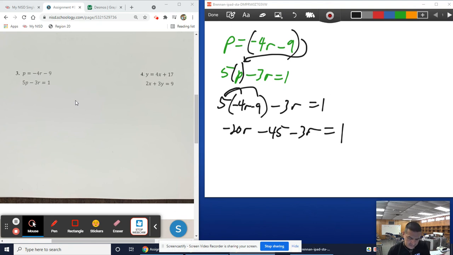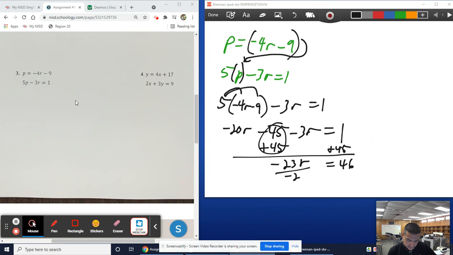This looks really bad. Okay, but still, we'll add 45 on this side because I want all the R's on the left. I want to move the whole numbers over, plus 45. That goes away. So on this side, I have 46. And then I have negative 20 and negative 3, so that's negative 23R. If I divide by negative 23, divide by negative 23, I get R equals negative 2.